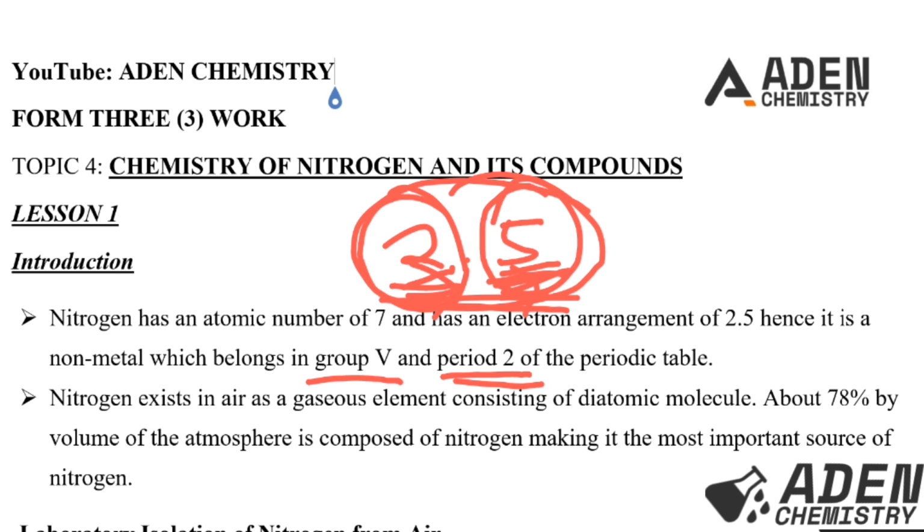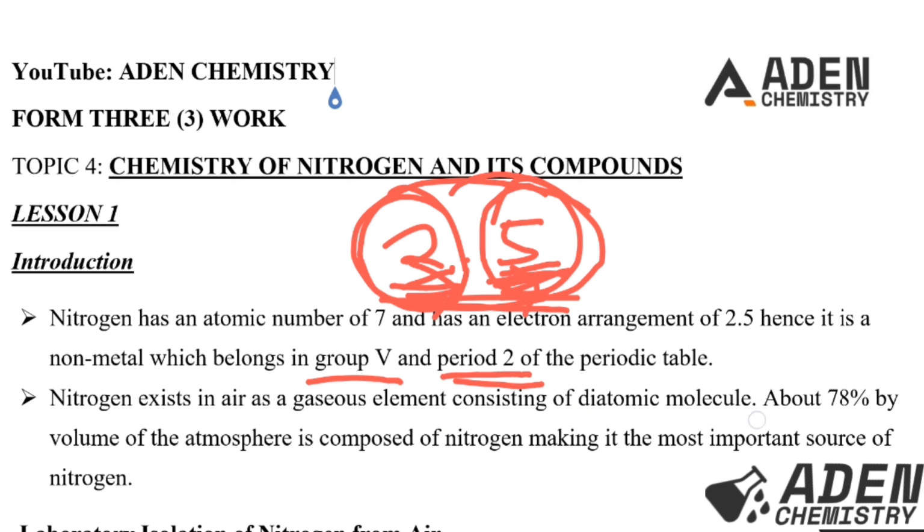So we proceed and we are going to say nitrogen exists in air as a gaseous element consisting of diatomic molecules. Remember we said there are elements that exist in a molecular form. Such include oxygen, hydrogen, chlorine, and also nitrogen. So we're saying nitrogen exists in air as a gaseous element consisting of diatomic molecules. That means they're made up of 2 atoms of nitrogen.